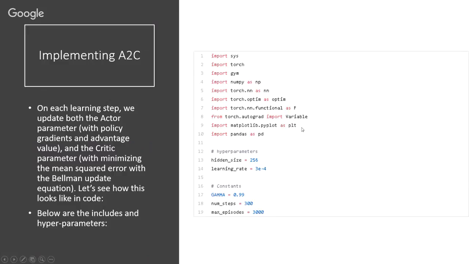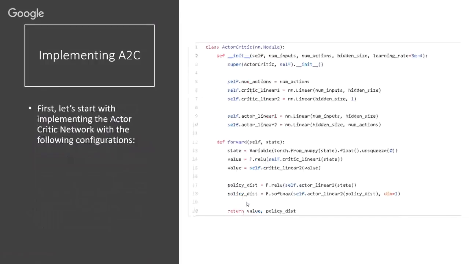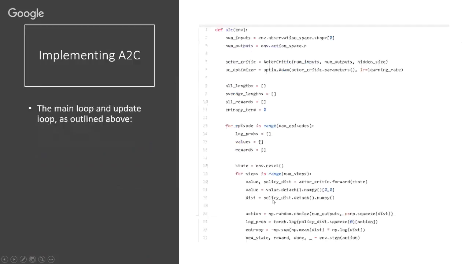This is how this looks like in code. Below includes the hyperparameters. So we've imported everything, and we've got the hyperparameters: the gamma, the number of steps we're going to do, and max episodes. Here's the actor-critic. So we've got the number of actions, and we've put in a critic, and we've also got the actor. It forwards the state through, and we basically unsqueeze it. We do a ReLU through the critic, and then the policy distribution is the softmax of the actor linear on the state. And then we get the policy and the policy distribution.